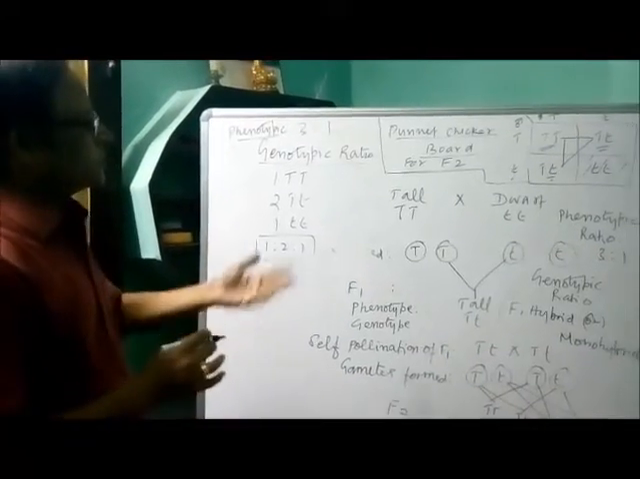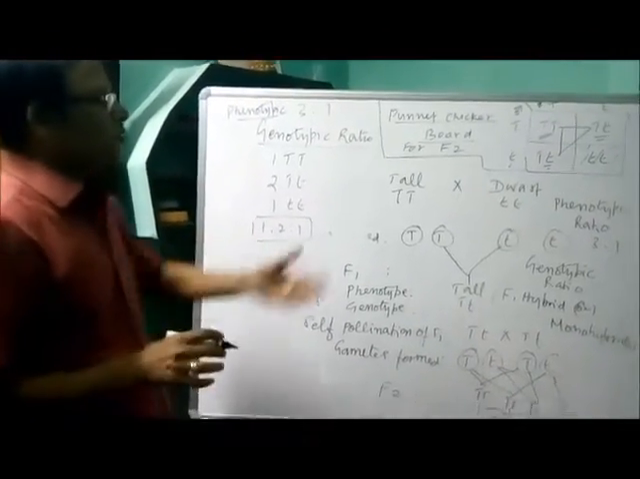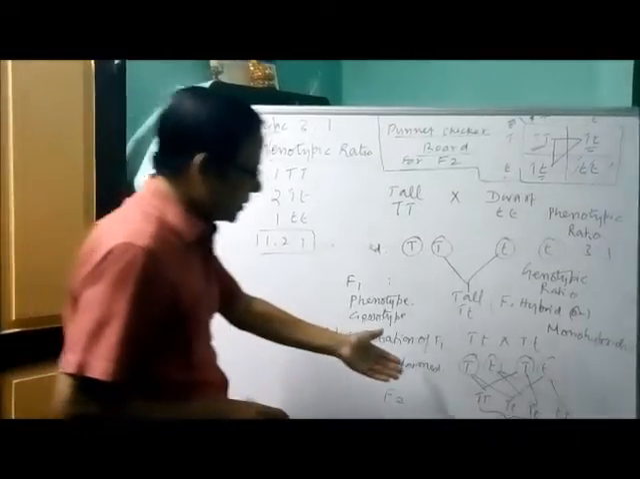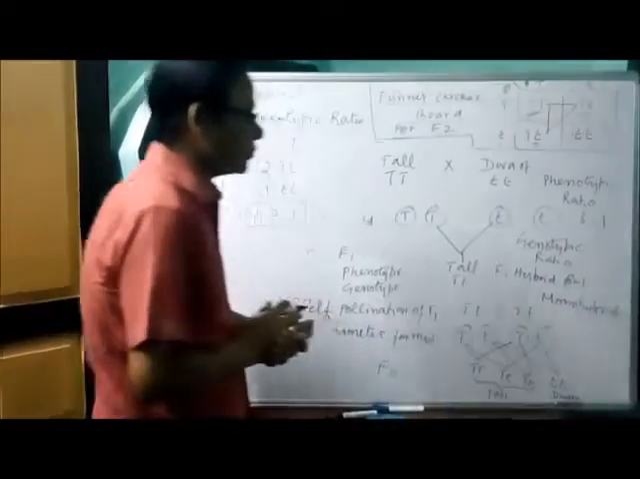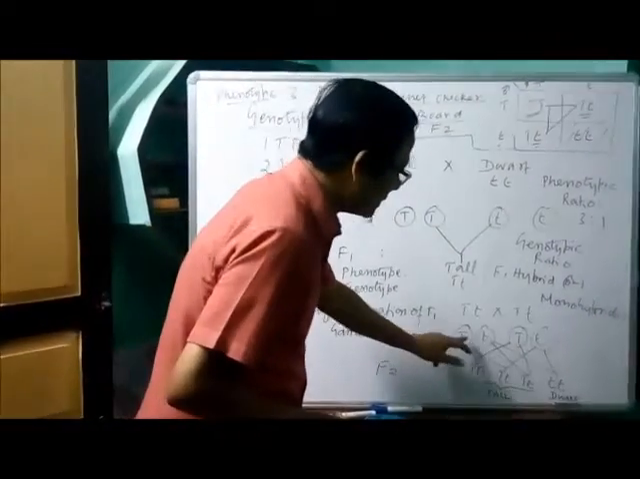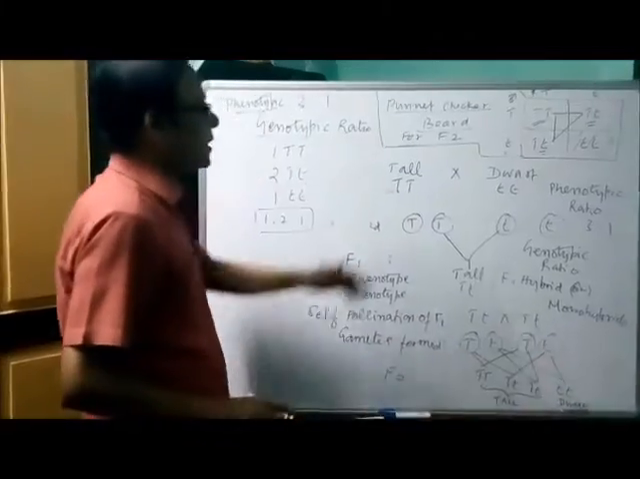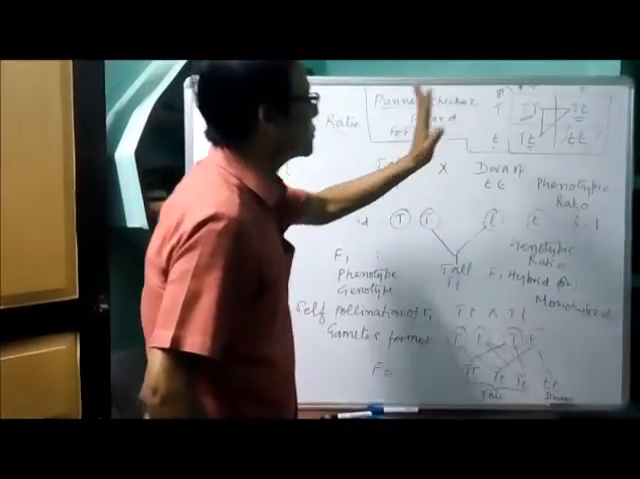So you can make use of this checkerboard for clear understanding. That's why I'm using that one also. Or you can make that one in this way. The random fusion, this is what I represent, the random fusion of the gametes. The same one will also represent the Punnett square.